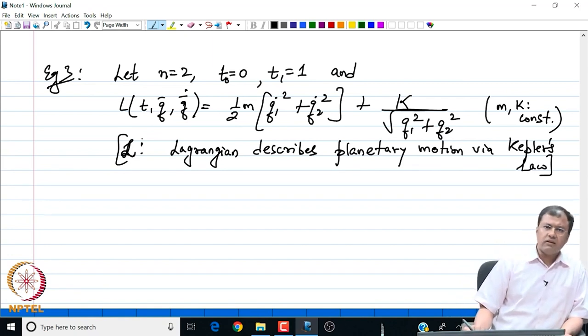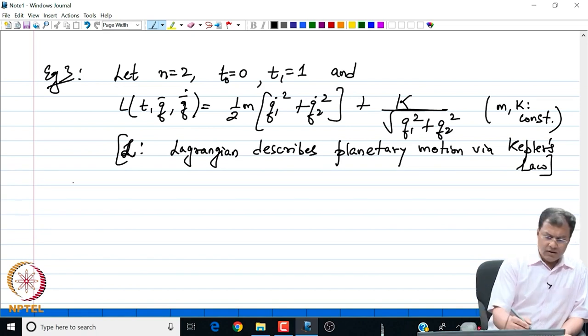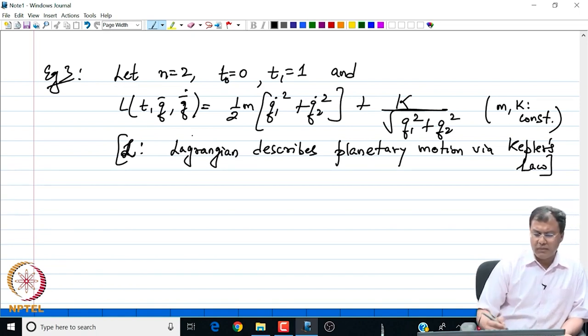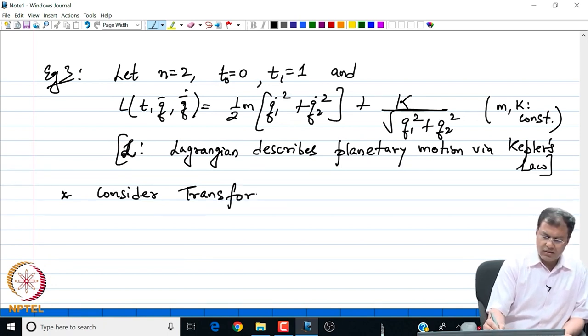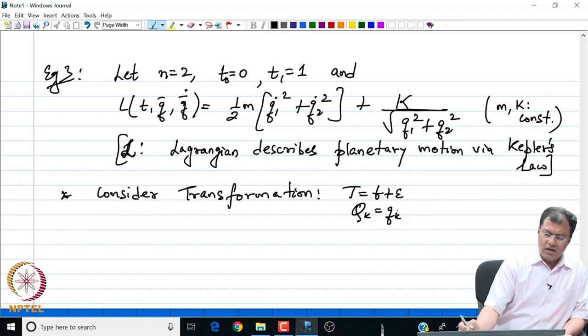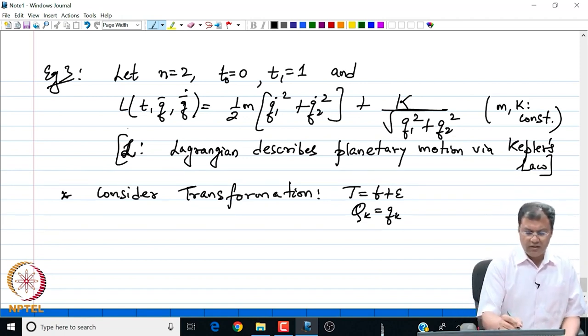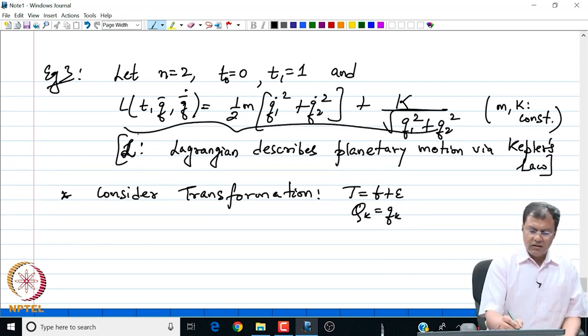So, let us consider a transformation to see what sort of transformation this Lagrangian is variationally invariant under. The simplest one is the translational transformation. Consider the transformation of the form t̄ is equal to t plus epsilon and q̄_k's is equal to q_k's, right.